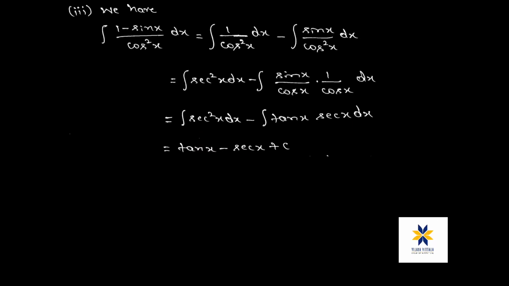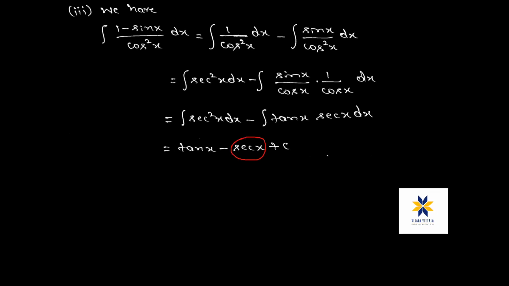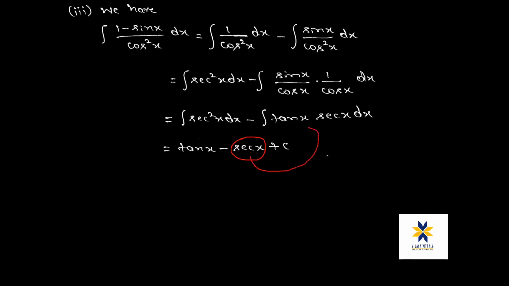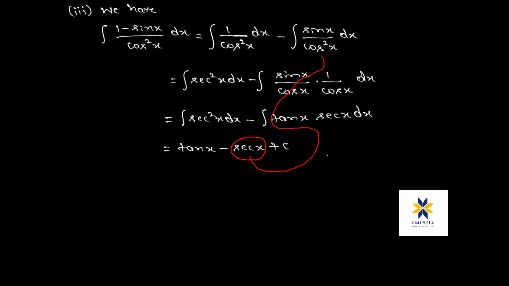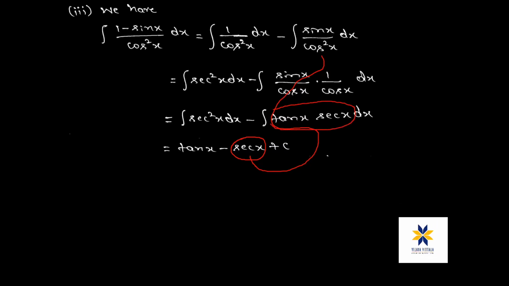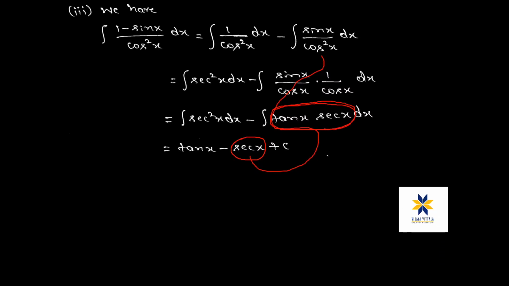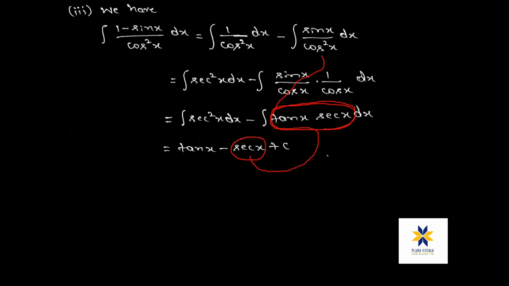It is secant x. Because when we differentiate secant, we get back secant into tan x. That's why integration of secant into tan will be secant x.